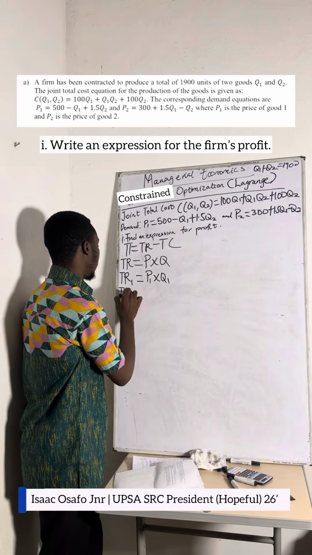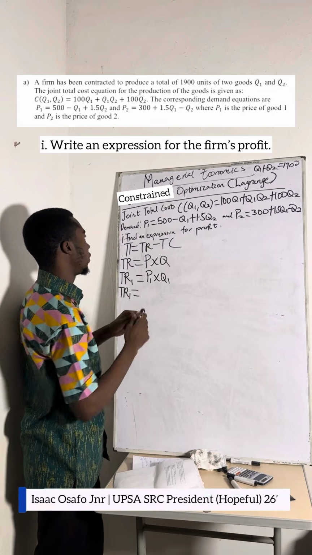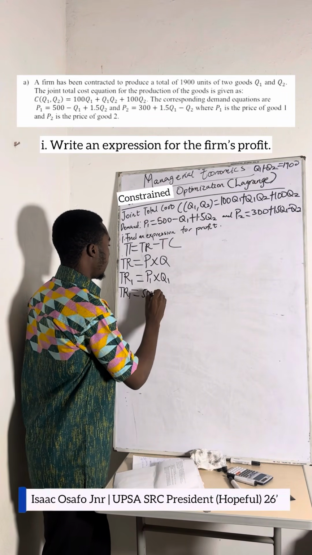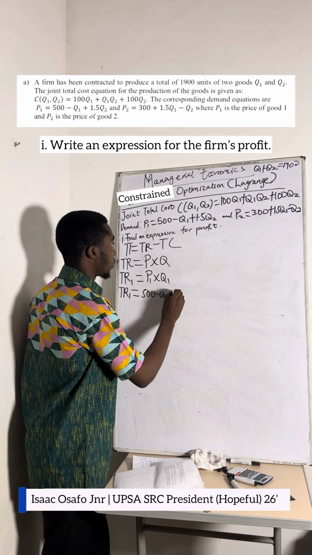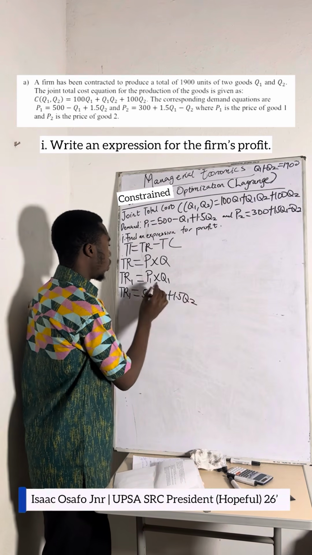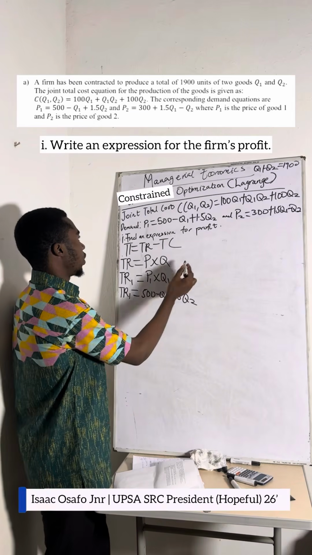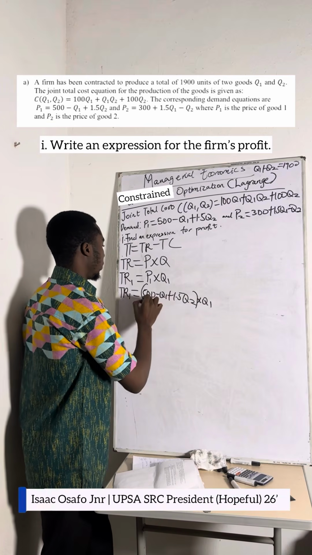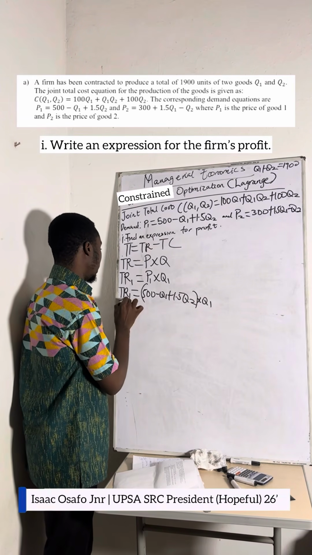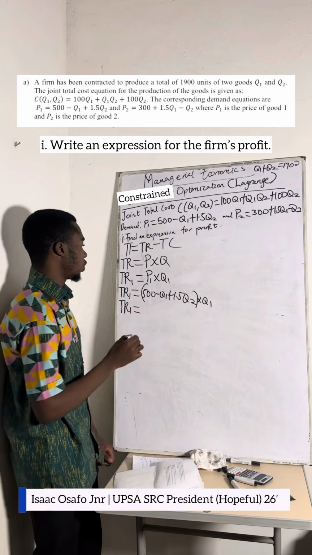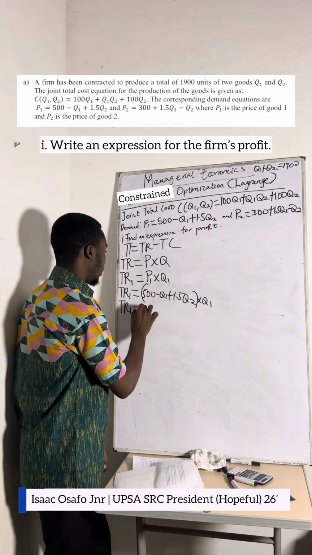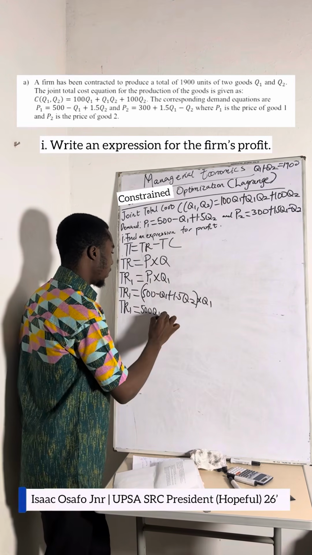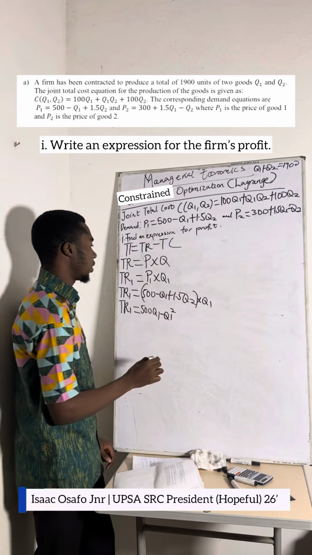So our total revenue 1 should be equal to P1, and they already gave us the P1, which is 500 - Q1 + 1.5 Q2. All this is our P1, times Q1. So I can put this in brackets. Now let's simplify this. Our TR1 is 500 times Q1, which gives us 500 Q1. The negative Q1 times Q1 gives us negative Q1 squared.